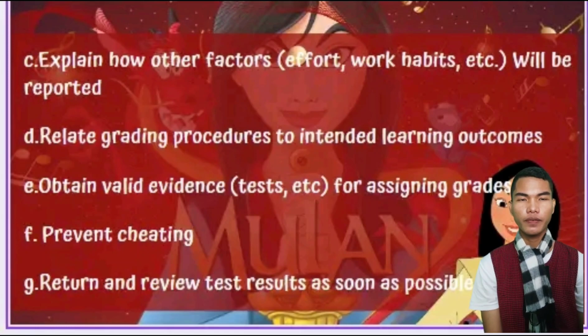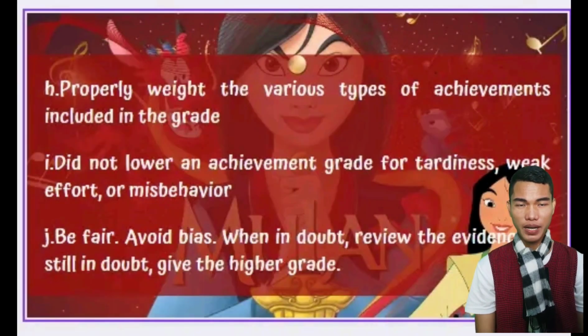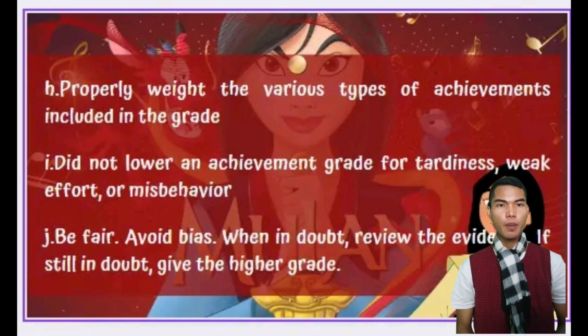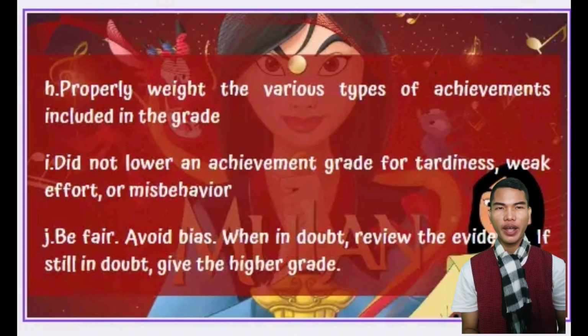Next, record and review test results as soon as possible. This will show both teachers and students what they should have done. The results are perhaps a reflection of how efficient the teacher might be. It could also show how the learner's motivation manifested itself throughout the whole learning process. Next, properly weight the various types of achievements included in the grade. So think that it should be appropriate to the student's performance.